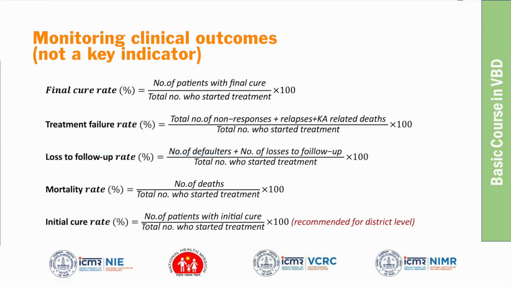So monitoring clinical outcomes, not a key indicator, but what are the indicators we use for this purpose? Final cure rate is the number of patients with the final cure divided by the total number of patients.